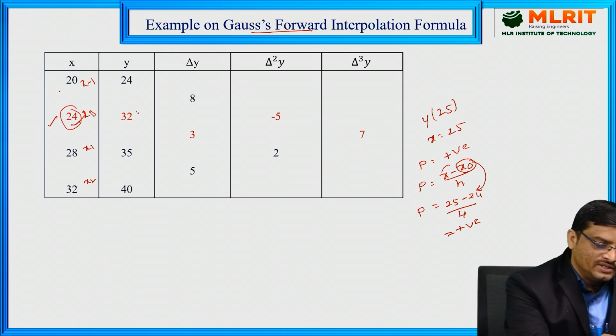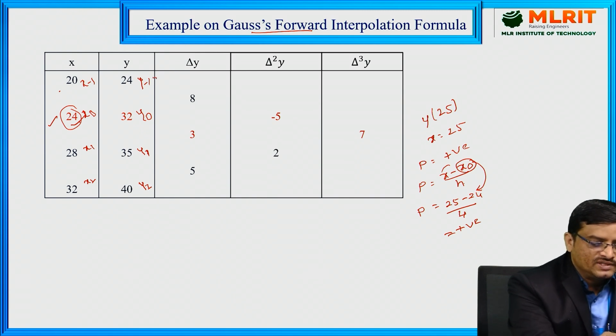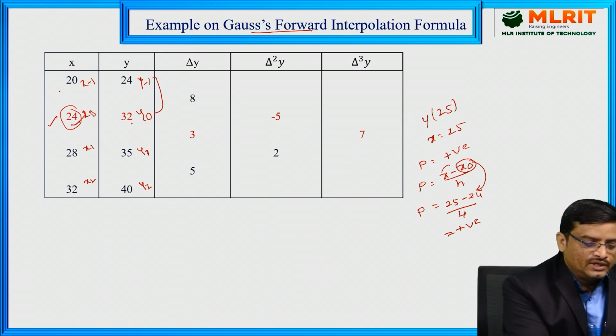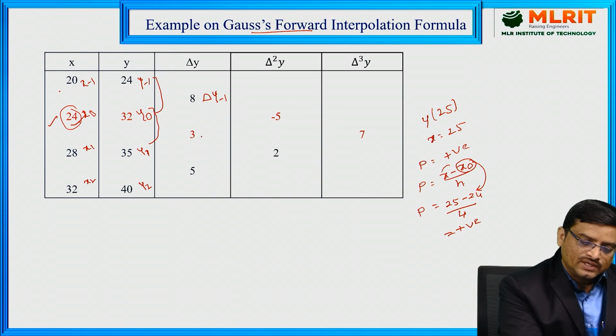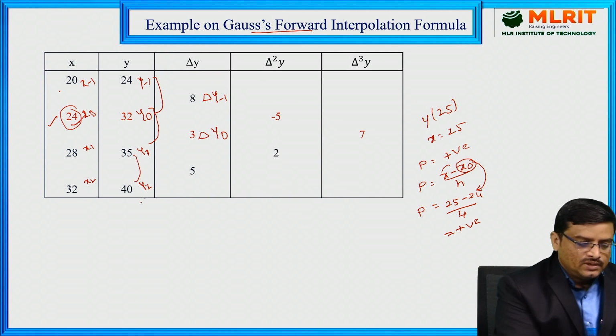And you consider the corresponding y values as y naught, and this is y suffix minus 1, and this is y1, and this is y2, and find out the differences here. So 32 minus 24, you will get 8. We represent this with delta y suffix minus 1. 35 minus 32 is 3, you represent this value with delta y naught. And the next one is 40 minus 35, that is 5, you represent with delta y suffix 1.